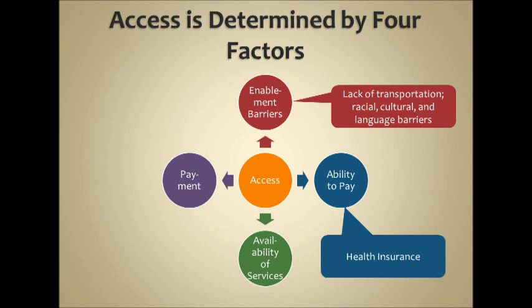Access is also determined by ability to pay. As we saw on the last slide, almost nobody can simply pay out of pocket for care, so people have to find a way to pay for health insurance. If you don't have a way to pay for health insurance, then you don't have access to care. Also, as you learned in earlier slides, some people who do have health insurance have co-pays and other payments to make that they can't afford, so they effectively also don't have access to care.